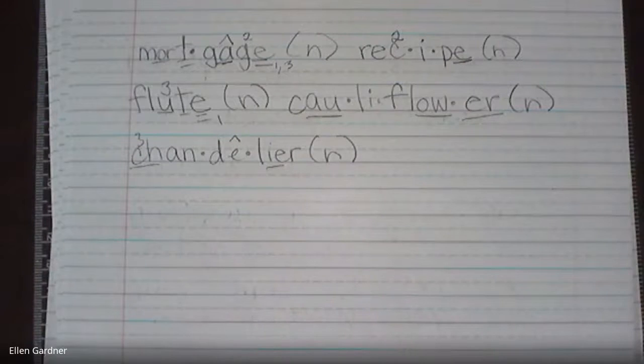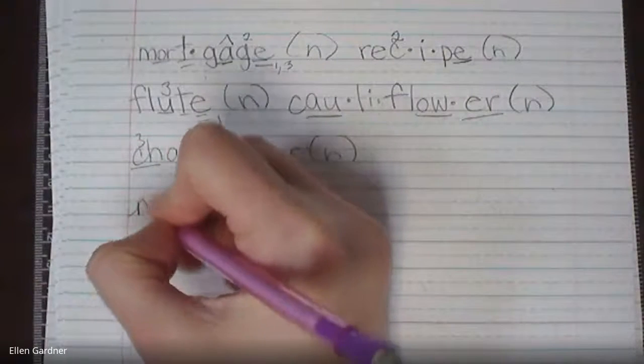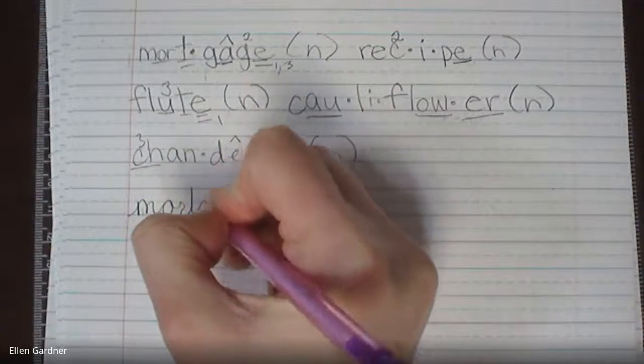And that's a noun because it's something. That's right, it's a thing. So we're going to put an n next to it for noun. Okay, let's go ahead and write them in cursive now.